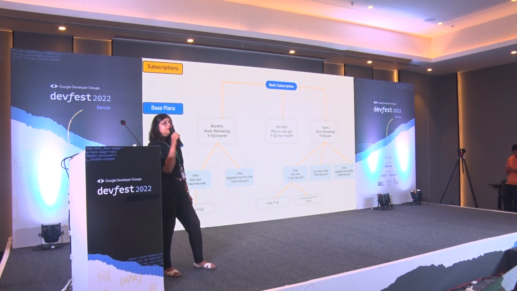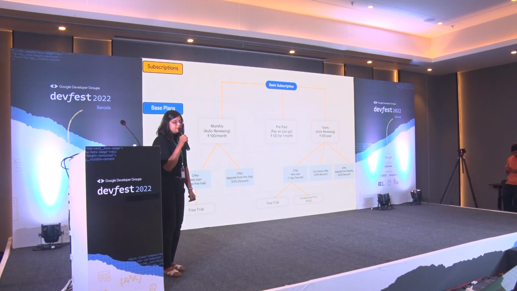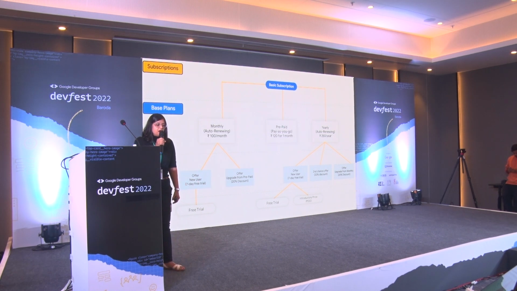Now I want to give offers to the users so that they can get maximum benefits from my application. So how do I do that? I offer them a free trial of 7 days for monthly users, and I offer 7 days of trial again to the new users that directly subscribe to my yearly plan. Now I have an offer.